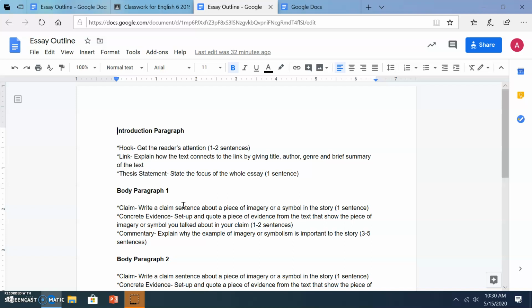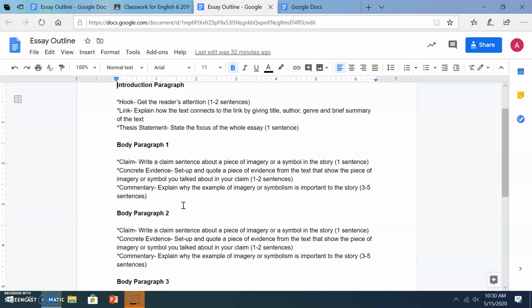For each body paragraph, you have to have a claim, which is the first sentence where you make a claim about a piece of imagery or a symbol. Then you have to have the concrete evidence, where you set up the evidence by explaining what's going on in the text beforehand, do your quote, cite your quote, and then follow that with the commentary where you explain why the example of the imagery or symbolism is important to the story.